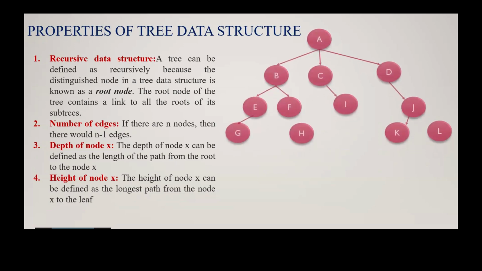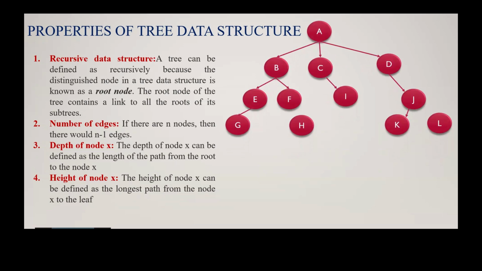So let us take an example. In this case, what happened? If we go to A, A is a root node. After that, this is a subtree. Then another subtree, which one is the subtree? B is a subtree. If we go A, C, this is also a subtree. This is also a subtree. So from root A, there are three subtrees.